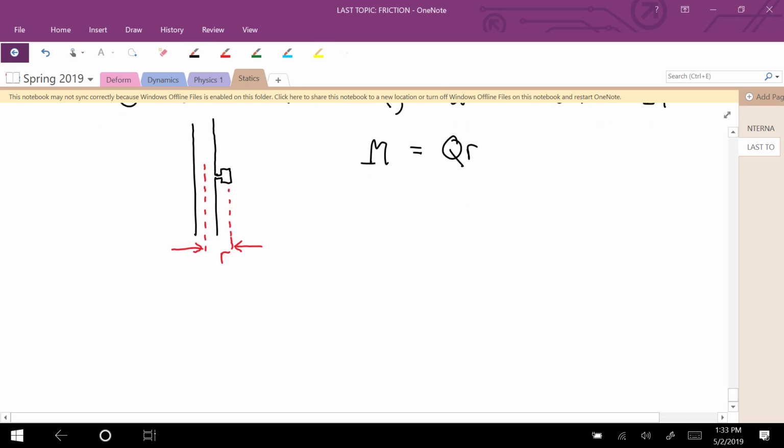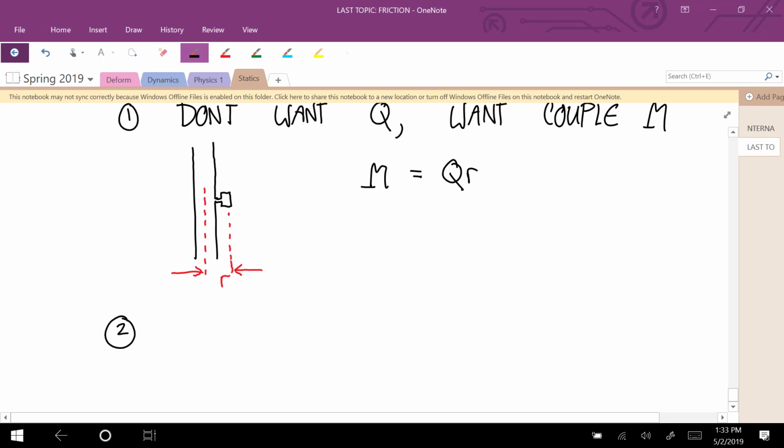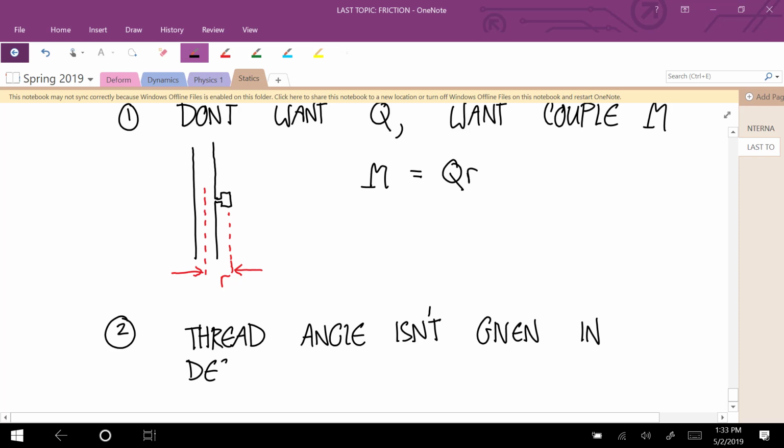And the second one is that if you want to specify what kind of thread to get on your square threaded screw, you don't specify it with that angle. So the thread angle isn't given in degrees. It's given via either a pitch or a lead.